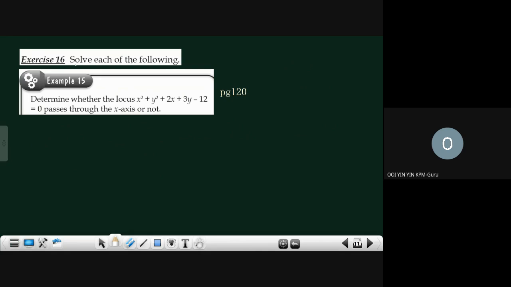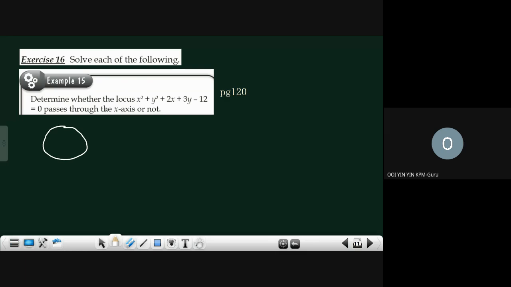Okay. Solve each of the following. Now we go to a few problem solving questions involving the equations of your locus. Now determine whether the locus x squared plus y squared plus 2x plus 3 equals 0 passes through the x-axis or not. When they give you the locus, you have x squared, y squared. Actually, when you have x squared, y squared, that means this equation is a circle. Yeah, it looks like a circle like this.